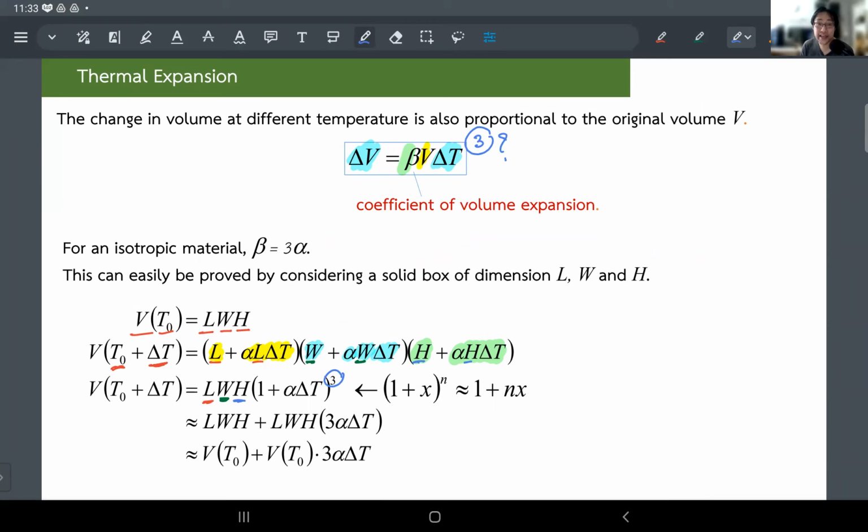The answer is this. This equation over here is not a law. It's just a model trying to explain the thermal expansion. So it has some approximation to it. So don't take this equation too seriously.